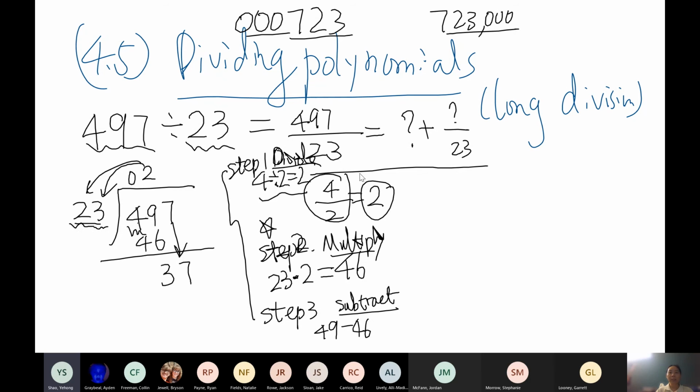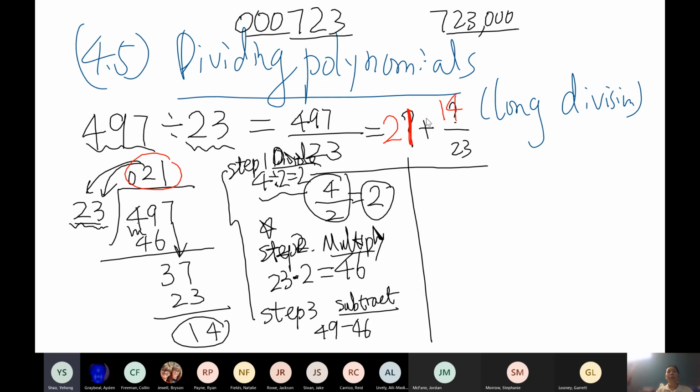23, repeat these 3 steps again. 23 goes into 37 how many times? Well, you can check 2 goes into 3 how many times, at most 1 time, right? So we're going to put a 1 there. And step 2, multiply. So you take 1 multiplied by 23, you get 23, and then do subtraction again. So that gives you the remainder 14, because 23 doesn't go into 14 anymore, and we don't have any more digits left. So let's write down the answer. The quotient will be 21. So it's going to be equal to 21 plus the remainder is 14 over 23. Okay. All right. Any questions about the long division process here?